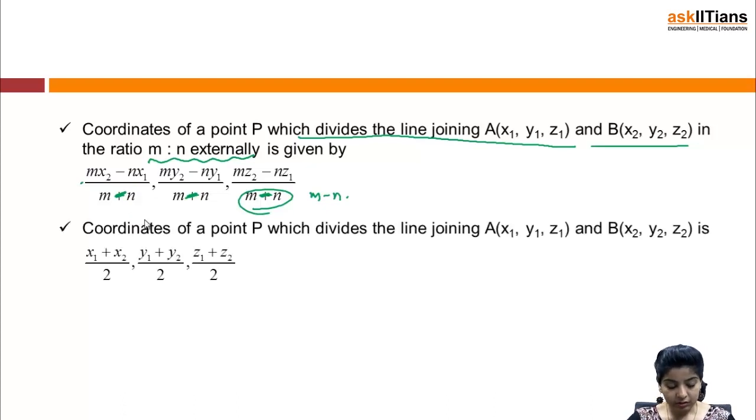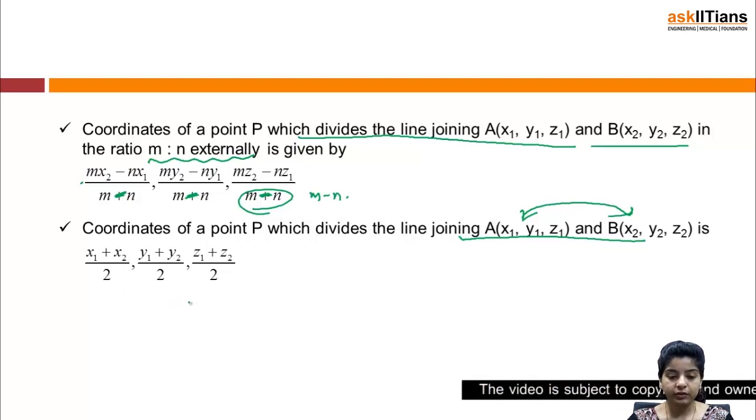Okay, so next thing that we have is the coordinates of a point P which divides the line joining A x1 y1 z1 and B x2 y2 z2 in the middle, that is, x1 plus x2 by 2. This is quite obvious. We are finding out the coordinates of the point which bisects the line joining these two, right. So x1 plus x2 by 2, y1 plus y2 by 2 and z1 plus z2 by 2. So this is quite obvious, I suppose.